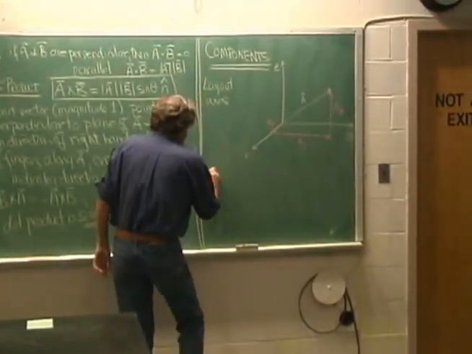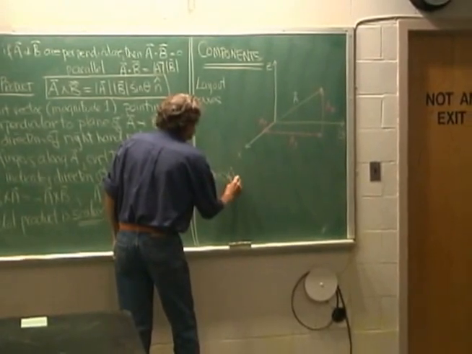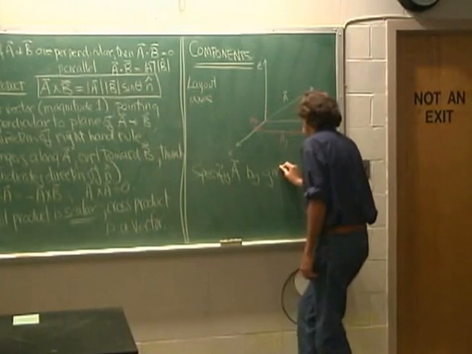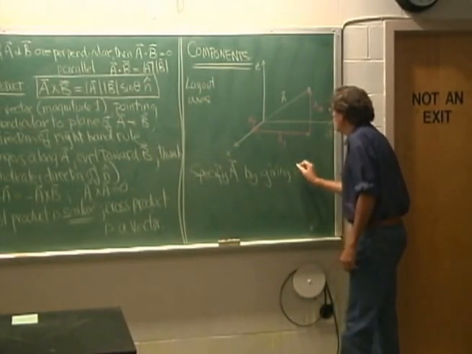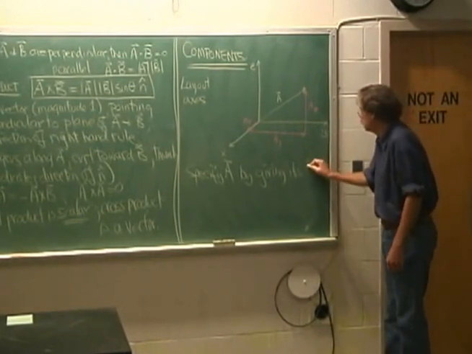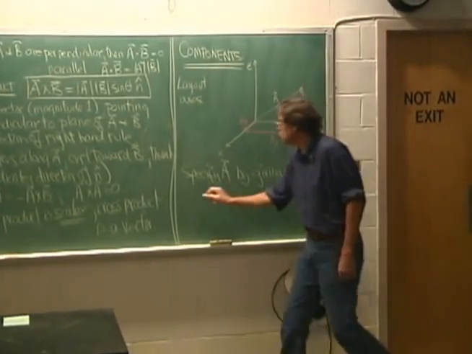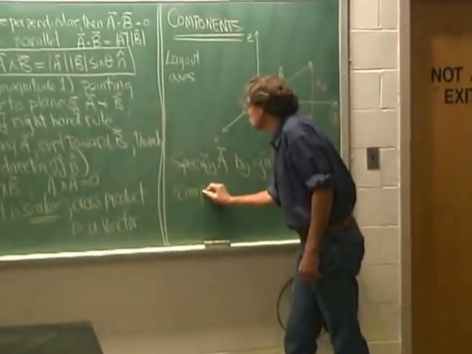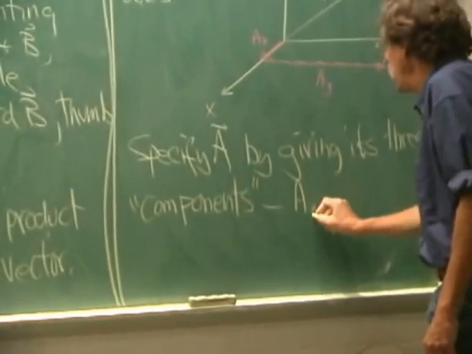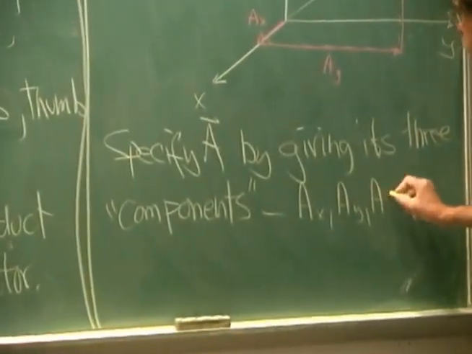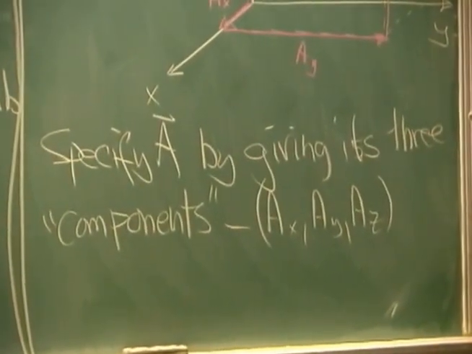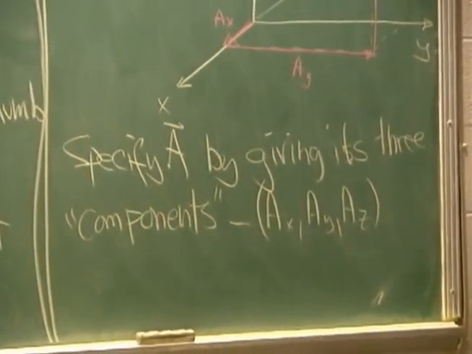and that would specify uniquely what this vector A is. So, specify A by giving what are called the components of A. A sub x, a sub y, a sub z. Some people will actually put these in parentheses, and that triple of numbers is just a nice way of telling you what vector I was talking about.